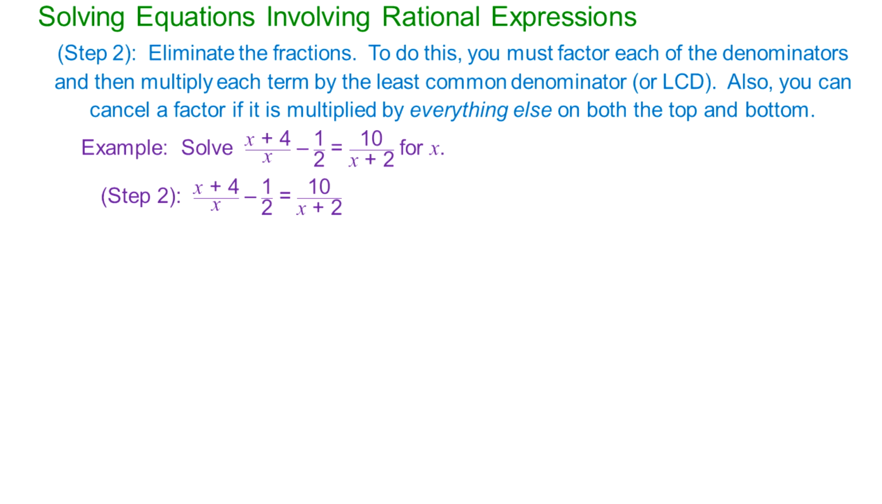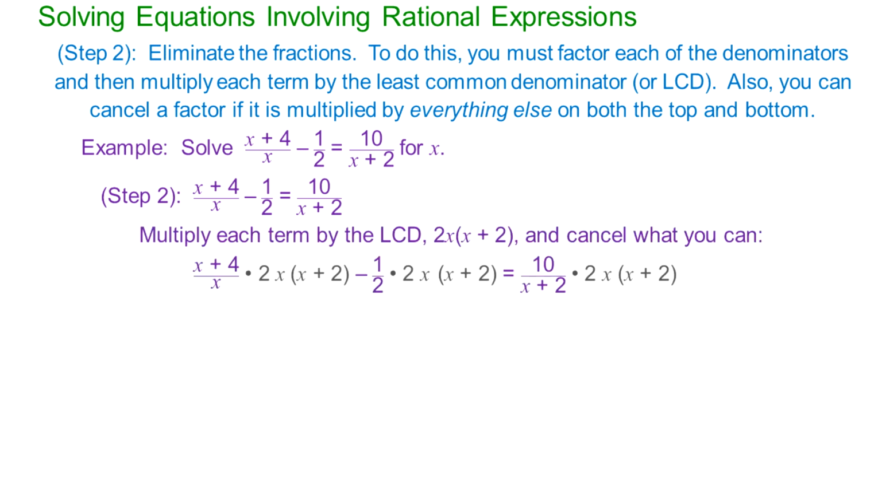For my next step, I will note that none of the denominators here can be factored further, and so my least common denominator for this problem will be 2x multiplied by x plus 2. That means that I need to multiply each of my terms by 2x multiplied by x plus 2.